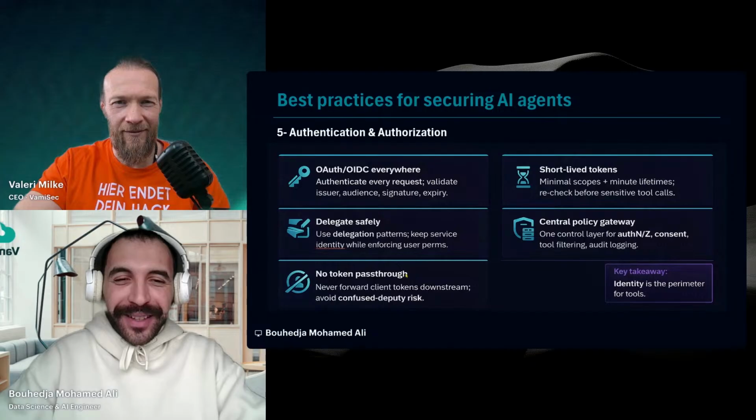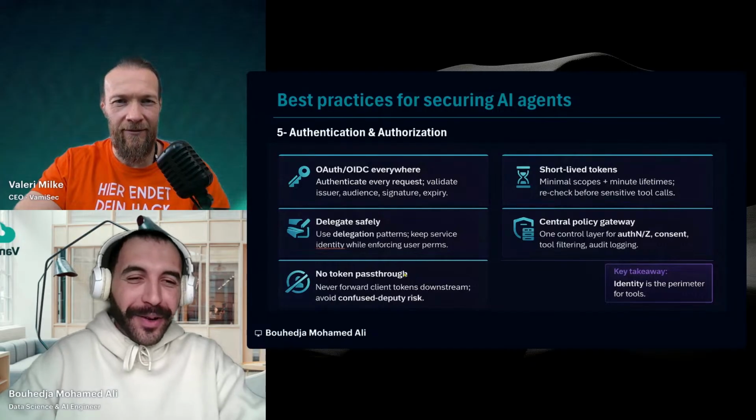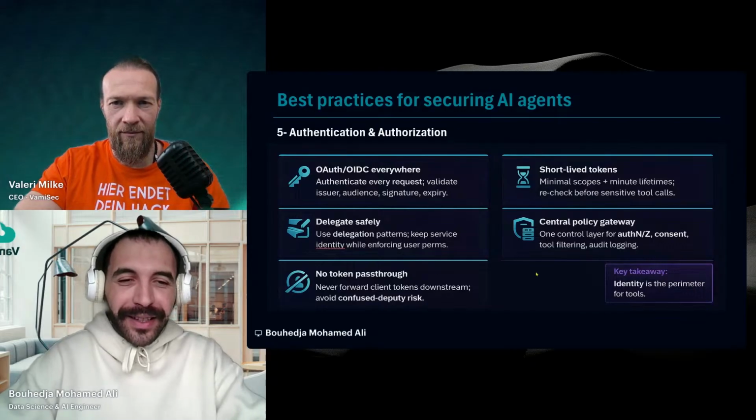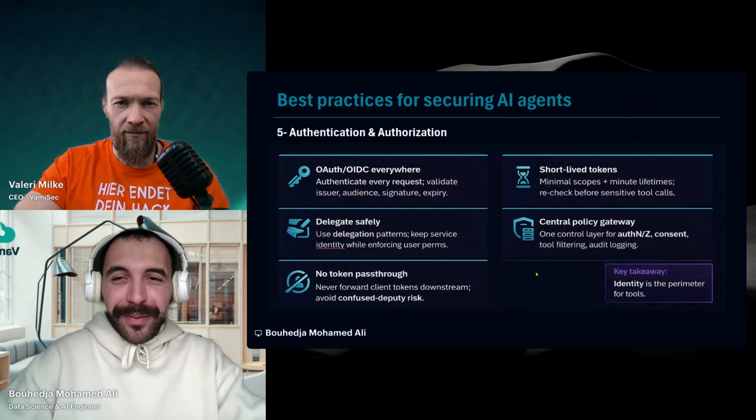Fourth, have a central policy gateway for OAuth, OAuthZ, consent, tool filtering, and audit logging, keeping policies consistent and centralized. Fifth, never pass client tokens downstream. This prevents the confused deputy problem.